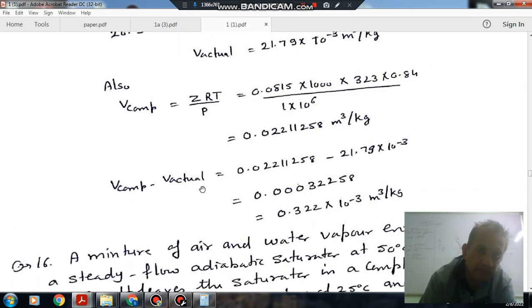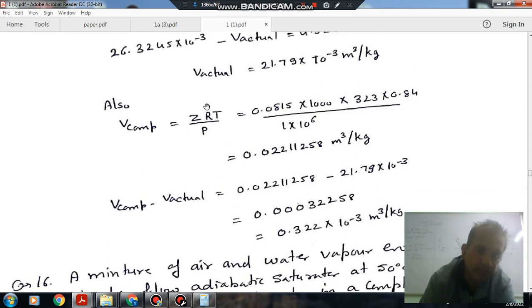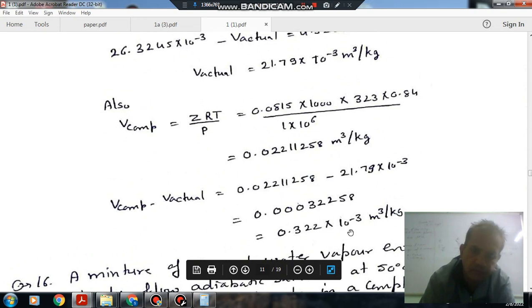So V comp minus V actual is the difference of these two, that is 0.32 into 10 power minus 3 meter cube per kilogram.